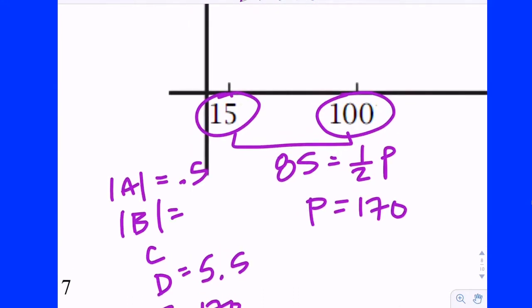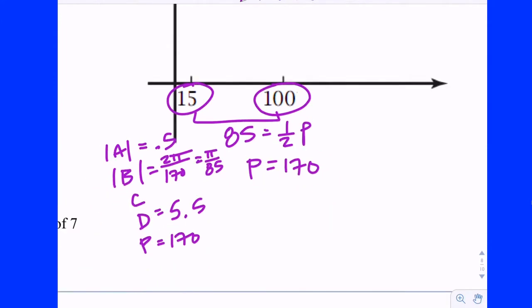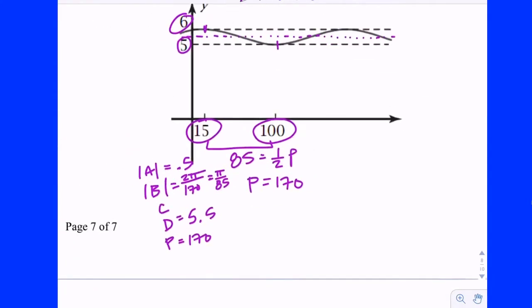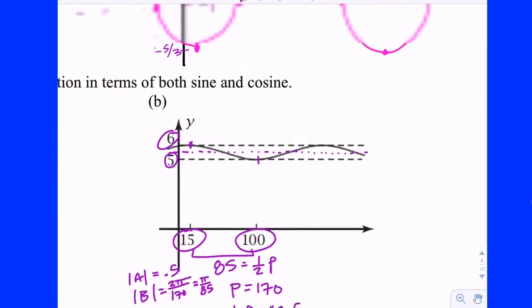The B value is 2 pi over 170. What's 2 pi over 170? Pi over 85. Yeah, pi over 85. So now we're ready to go. Remember, the C value comes from whether you want to call it sine or cosine. Let's do one more thing here. If the period is 170, then what's your quarter cycle counting interval? What's a fourth of 170? It's half of 85, which would be 42.5. So all your critical values are 42.5 away.